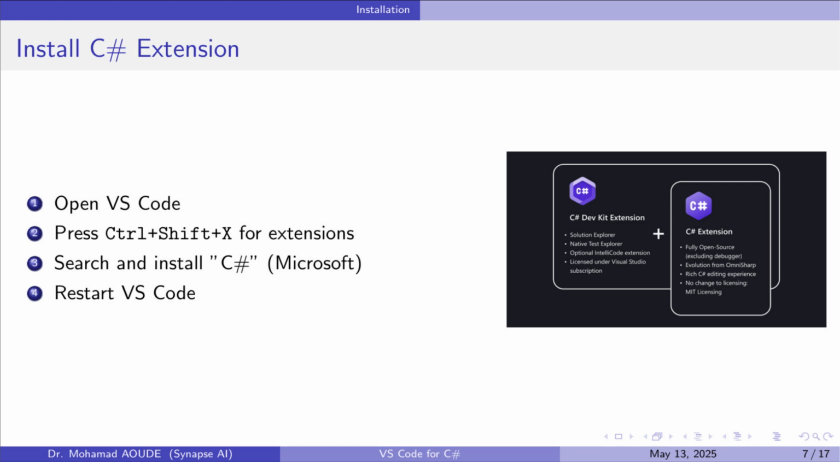This is optional for beginners, but provides more advanced features like Solution Explorer and a native Test Explorer. Note its licensing is under a Visual Studio subscription, while the core C# extension is open source. For this course, the main C# extension is sufficient. After installing the C# extension, restart VS Code to make sure the extension is loaded properly.